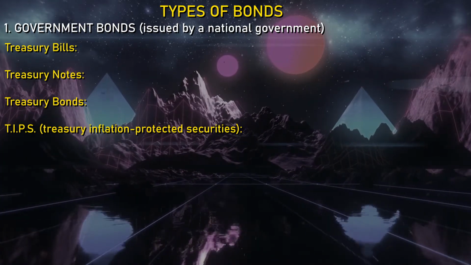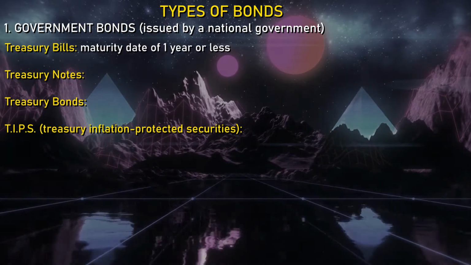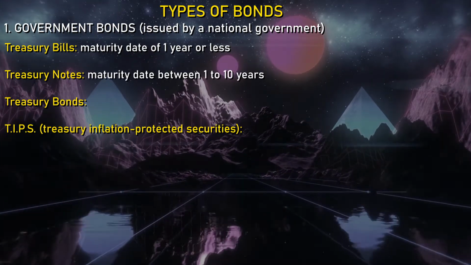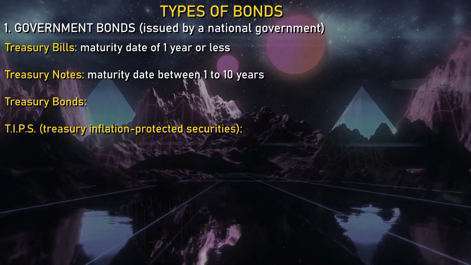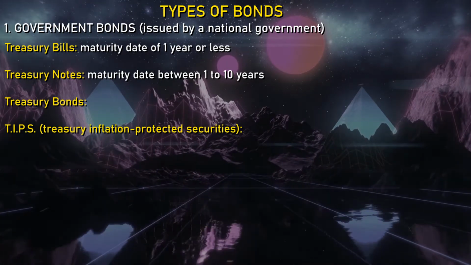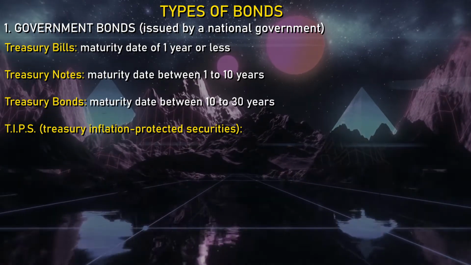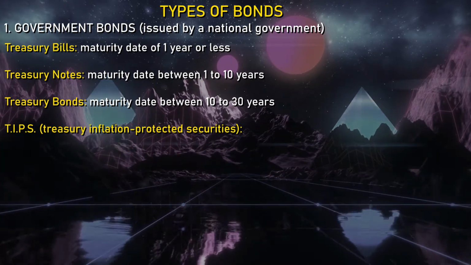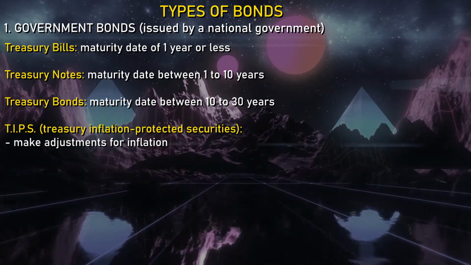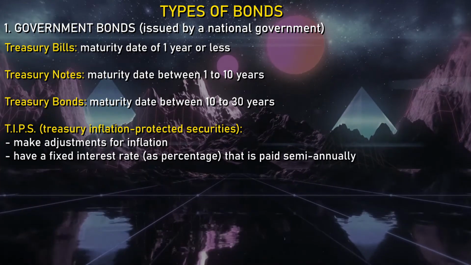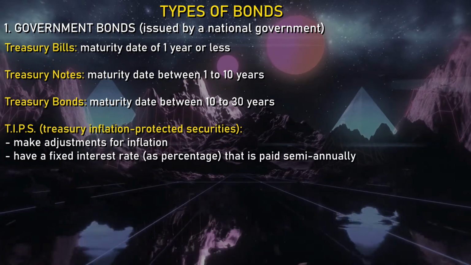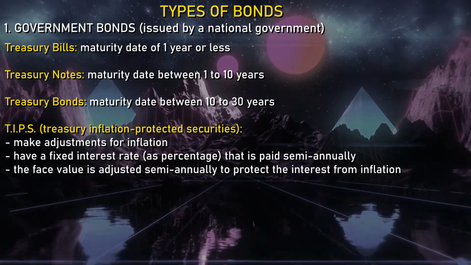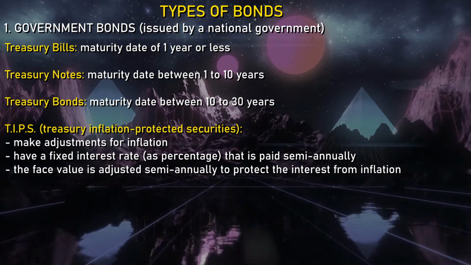Treasury bills are government bonds with a maturity date of 1 year or less. Treasury notes are government bonds with a maturity date between 1 to 10 years. Treasury bonds are government bonds with a maturity date between 10 to 30 years. TIPS are government bonds that make adjustments for inflation. They have a fixed interest rate as a percentage that is paid semi-annually. The bond's face value is also adjusted semi-annually to protect the interest from inflation.